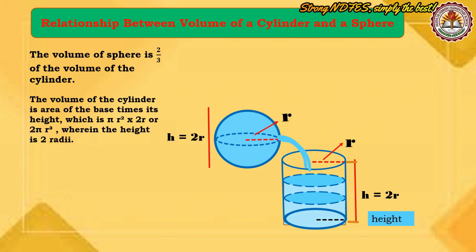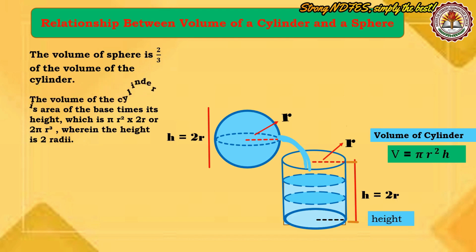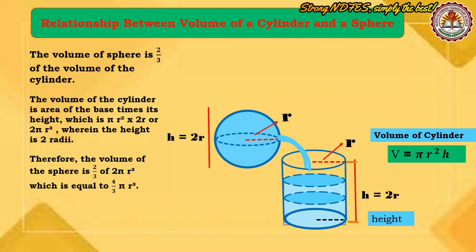To find the volume of a cylinder, we will use this formula. Volume is equal to pi r squared times height. The volume of the cylinder is area of the base times its height, which is pi r squared times 2r, or 2 pi r cubed, wherein the height is 2 radii. Therefore, the volume of the sphere is 2/3 of 2 pi r cubed, which is equal to 4/3 pi r cubed.